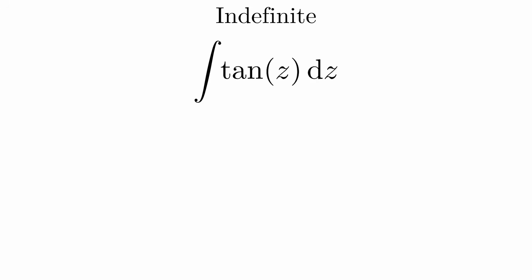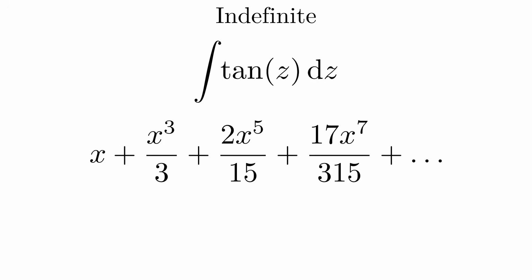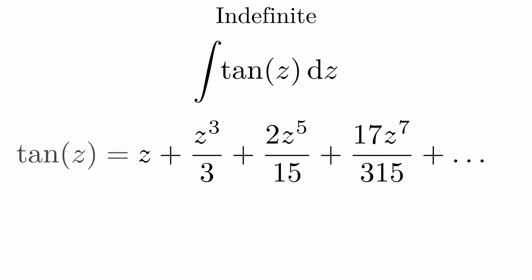Remember that for points near 0, we evaluate tangent of z by using the Taylor series for tangent of x centered at x equals 0, which is given by x plus x cubed over 3 plus 2x to the 5th over 15 plus 17x to the 7th over 315, and so on. That is to say, for z near 0, tangent of z equals this.